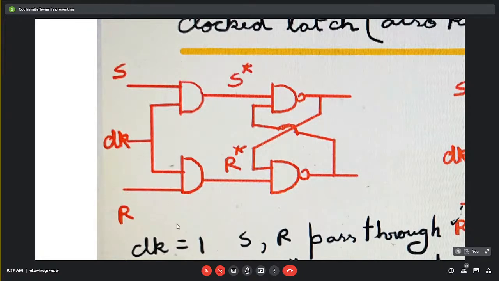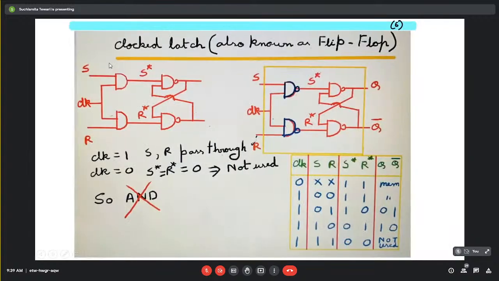So here in this design we have used simply AND gates. So here when the clock signal becomes 0, then the output of these two AND gates will be 0, whatever be the value of S and R. And when it is 1, then the value of S and the value of R will propagate through these gates. So it seems pretty simple.